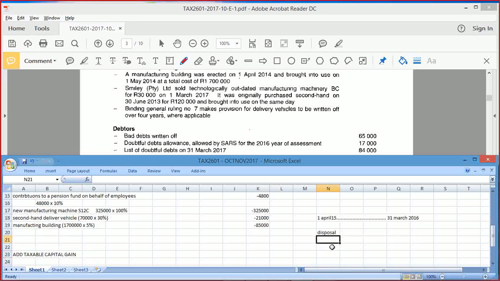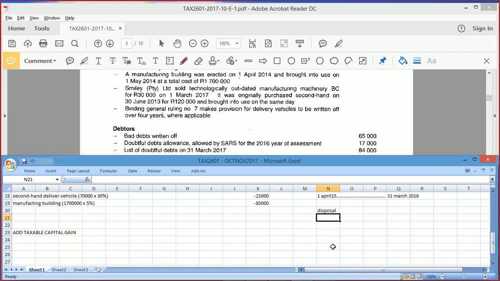Okay, so with the disposal, we need to calculate the recoupment or capital allowances. What you're allowed to claim, yeah. Okay, yes, sir. So do you agree? How much was the total? That's what you sold. Yes. Do you agree? Yes, sir.